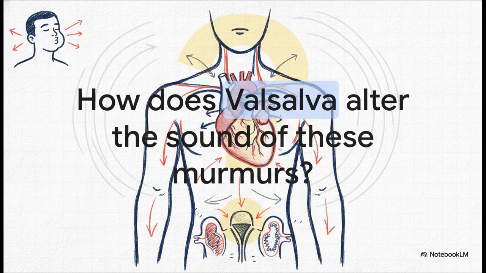To close out today's explainer, I'm going to leave you with one final provocative thought to really test your hemodynamic logic. If the Valsalva maneuver dramatically decreases venous blood return to the heart, basically starving the heart of preload, what exactly do you predict happens to the volume and intensity of these murmurs? And more importantly, why? Ponder that one before your next shift.